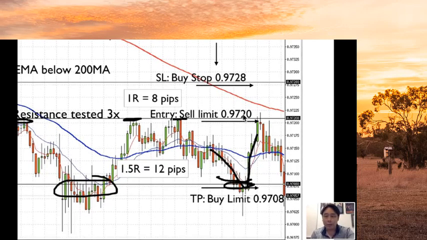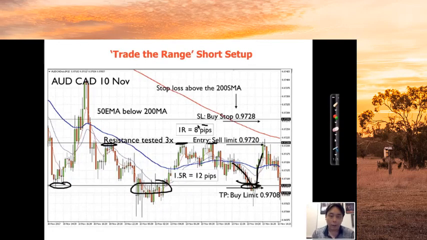So 97.20 minus 97.08, that's 12 pips. So I've got 8 to 12. I've got a risk to return ratio of 1:1.5. It just meets my criteria, so it's a valid trade.